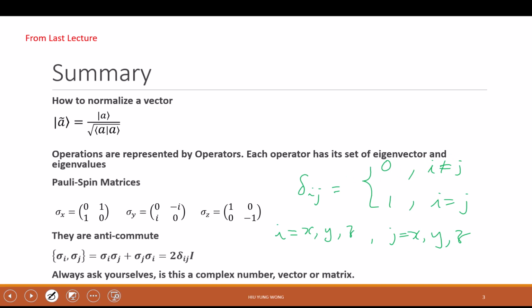So what does it mean? For example, sigma x, sigma y plus sigma y, sigma x equals what? It says equal to 2 delta xy times identity. Xy, although it is not a number, what it's saying is that x is not equal to y, right? The indices are not the same. So as a result, this equals 0. Any questions?